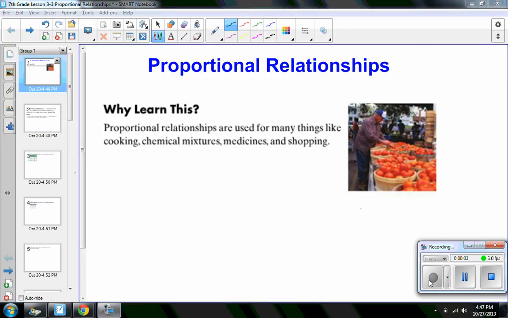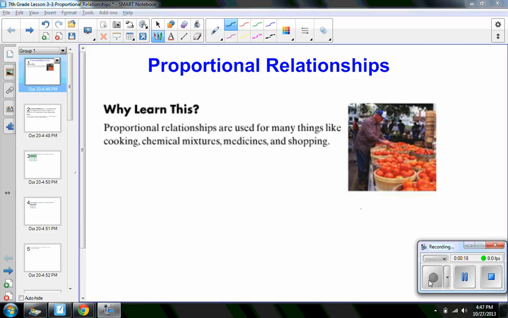Hey everybody, so today we're going to learn about proportional relationships. So you're going to need your spiral, a calculator, a pencil, and the graph paper that I gave you in class. So why are we learning about this? Well, proportional relationships are always around us.